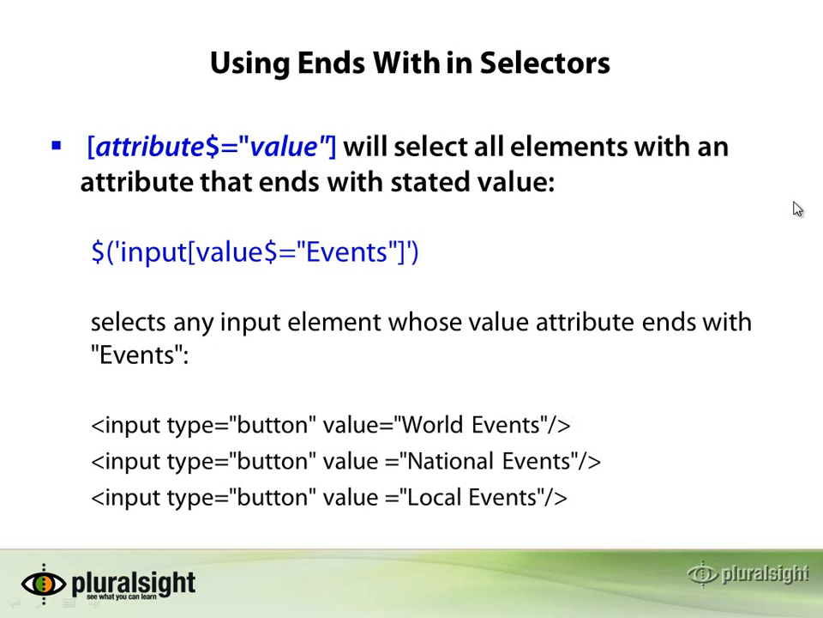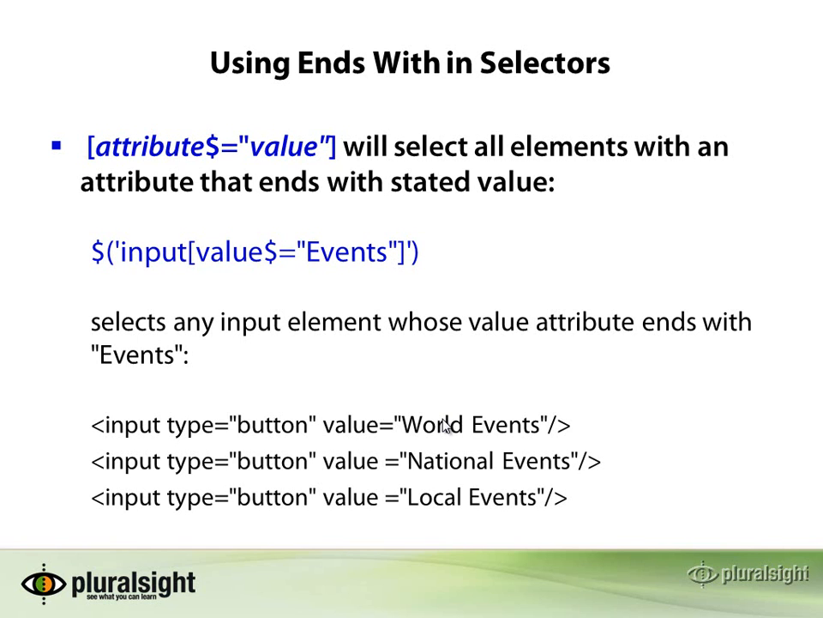Likewise, we can say, I want to find where it ends with. So instead of using the caret, you just use the dollar sign. Again, that comes from regular expressions. So now we'll say, find me an input where the value attribute ends with the word events. Coming down to here, it's nice because the world, national, and local might be dynamically generated for us. Maybe you're using PHP or Perl or whatever it may be to generate the HTML, and you don't have to worry about what it starts with. You just know it contains, or ends with in this case, the word events.